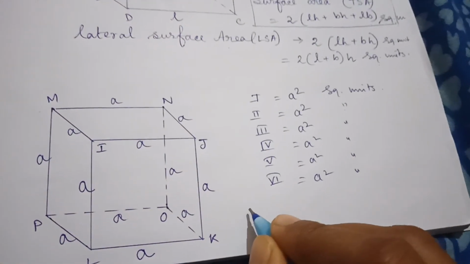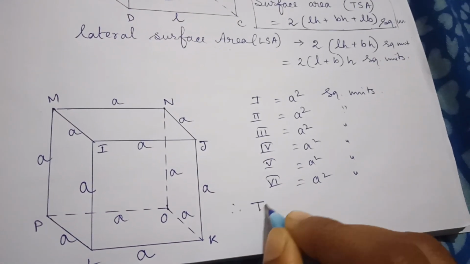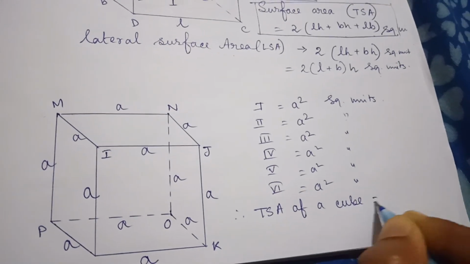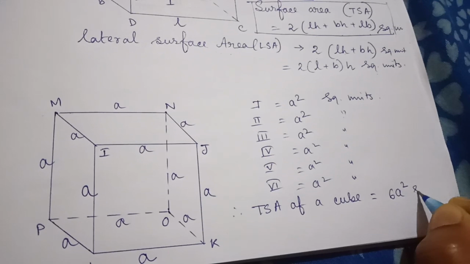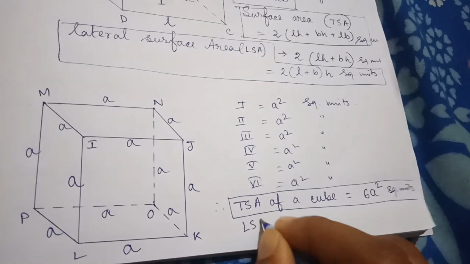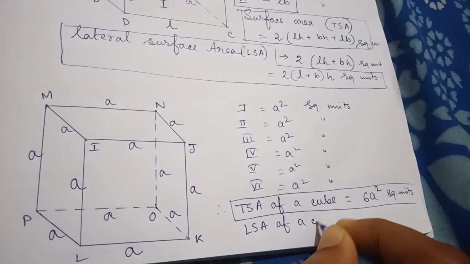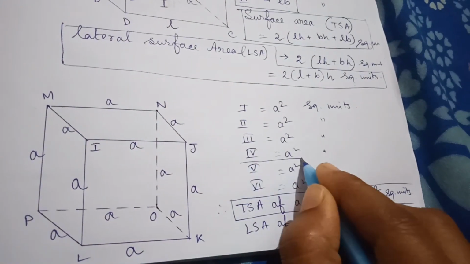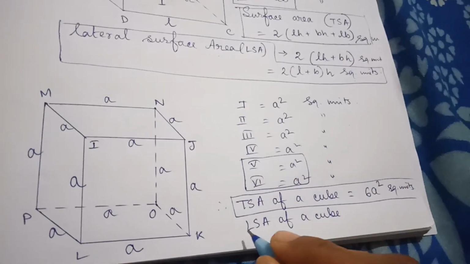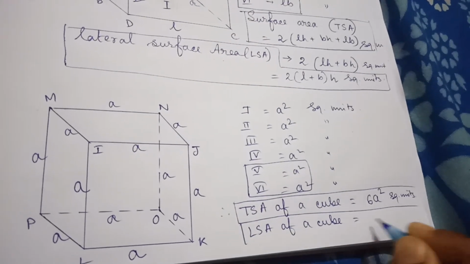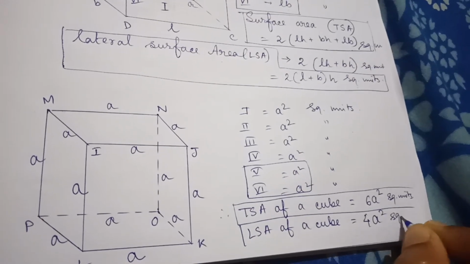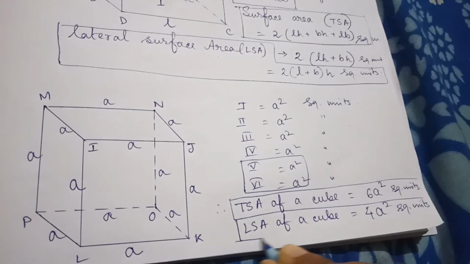That means we can write that the total surface area of a cube is equal to 6 A square, square units. Now LSA of a cube, the same way we exclude the top and bottom surfaces. So LSA of a cube is equal to 1, 2, 3, 4, that means 4A square, square units.